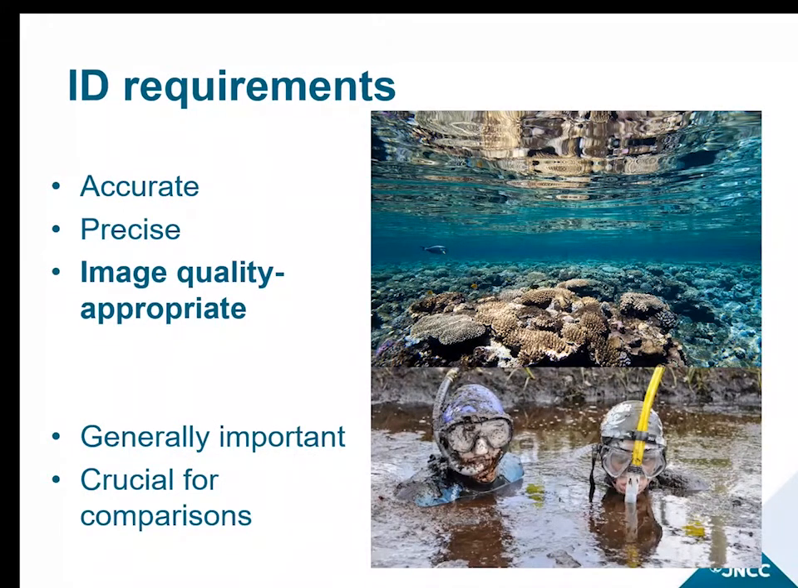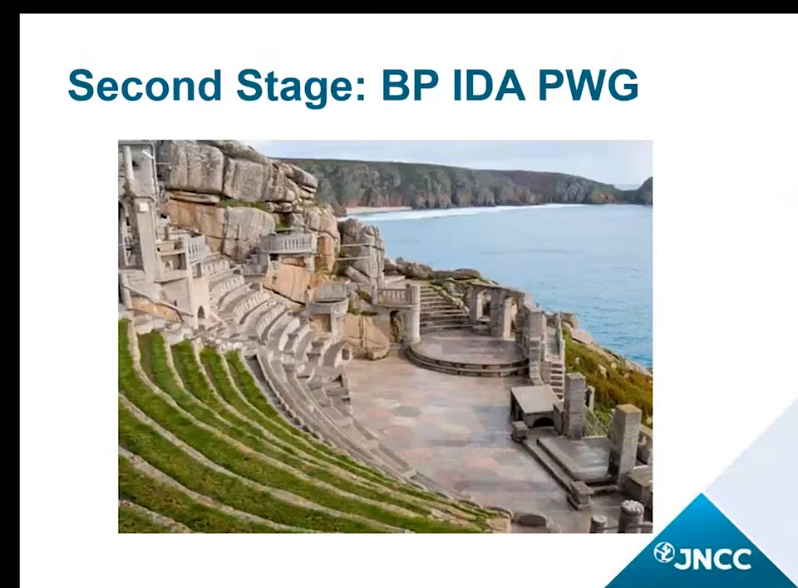It's also good if your identification approach is image quality appropriate, because we get quite a large range of image qualities across the different types of imagery collected throughout this group. Again, this is generally important and very, very important when it comes to making comparisons between data. That's a kind of context.